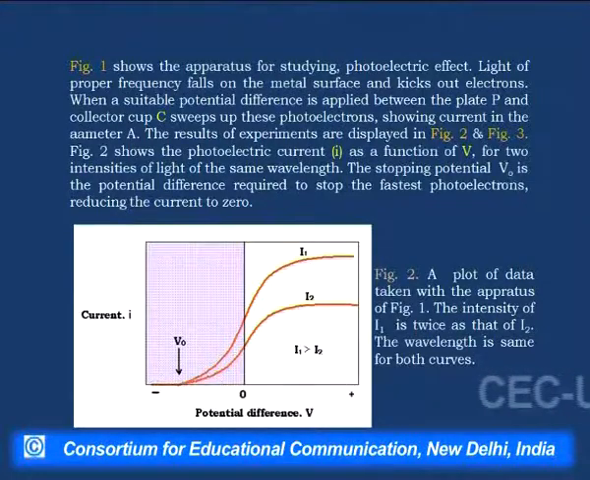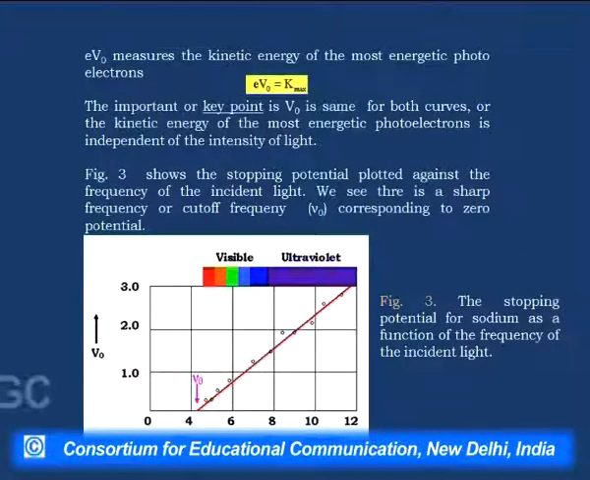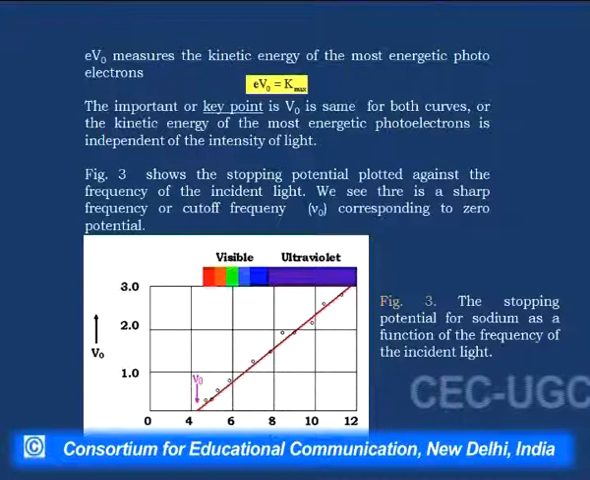So, this is one of the problems. The second is, here we can see that the maximum kinetic energy is equal to eV naught, because eV naught is the electric potential energy, and K maximum is the maximum energy of the electron. So, the important point here is that V naught remains the same. If you keep on increasing the intensity, the stopping potential is the same.